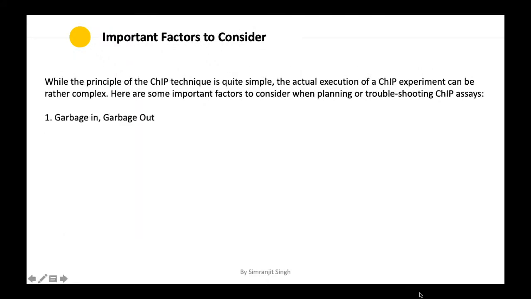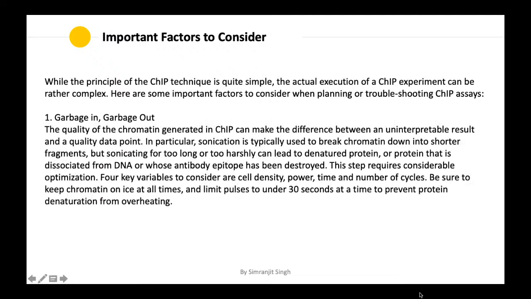Some factors need care: garbage in, garbage out. The quality of the chromatin in ChIP can make a difference, leading to unpredictable, uninterpretable results. In particular, sonication could break down your chromatin, so we need to take care that the protein is not dissociated from the DNA or its antibody epitope destroyed. Be sure to keep chromatin on ice at all times and limit pulses to under 30 seconds at a time to prevent protein denaturation from overheating.